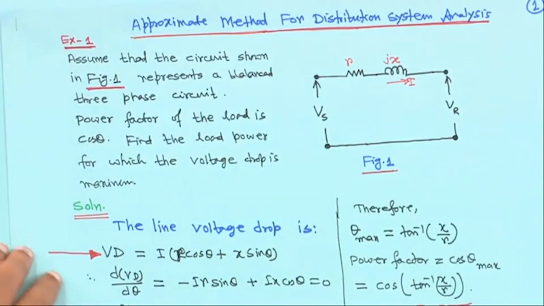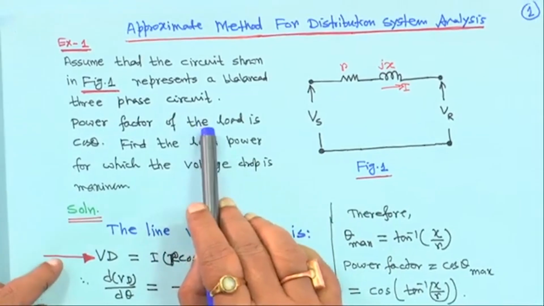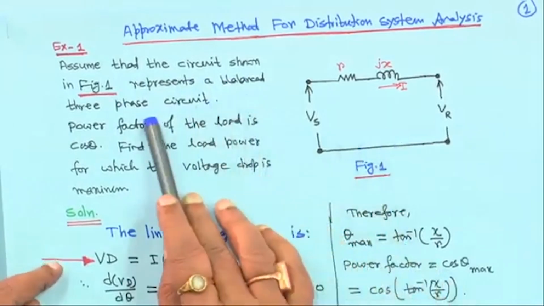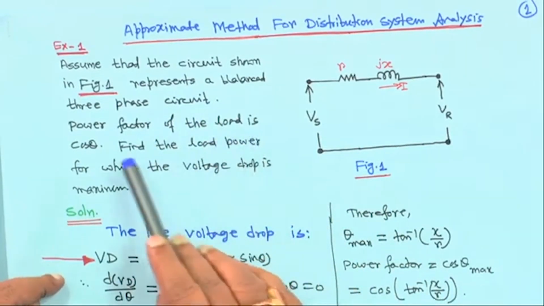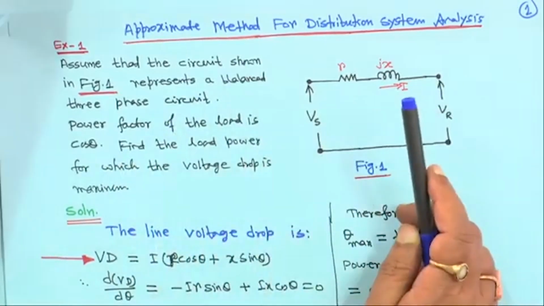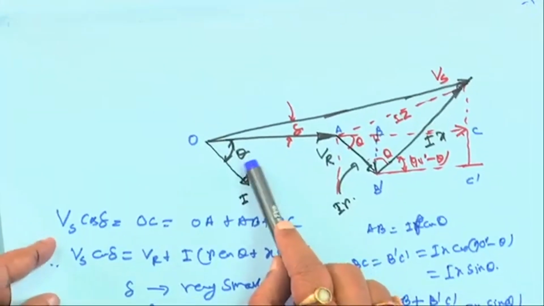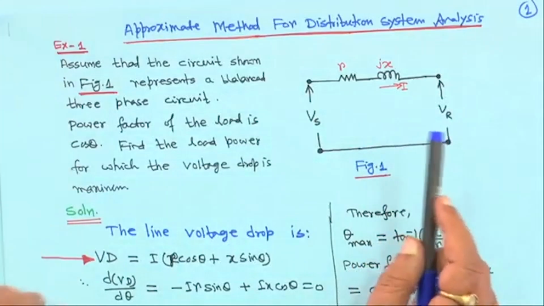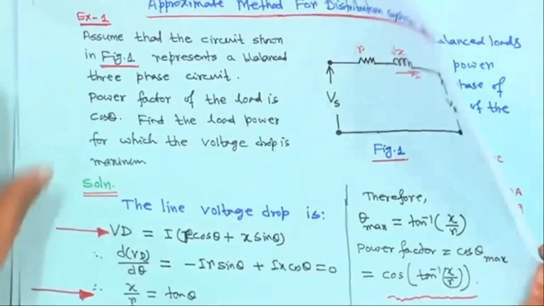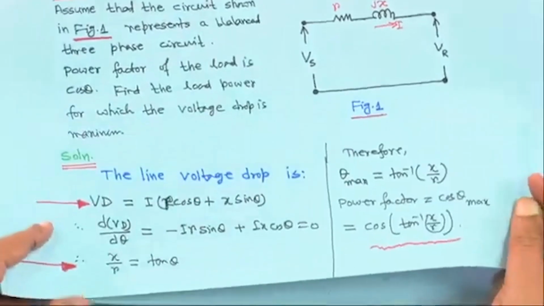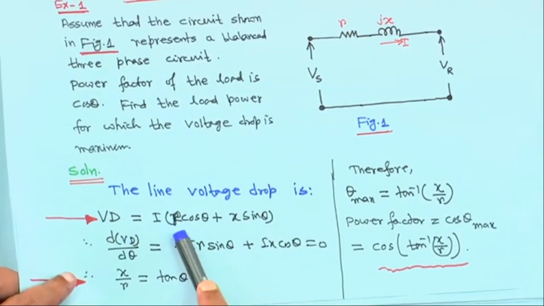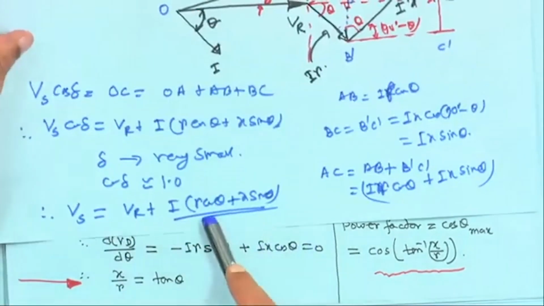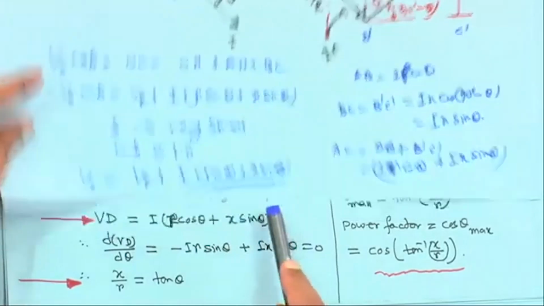Starting with a numerical problem, assume the circuit shown in figure 1 represents a balanced 3-phase circuit. The power factor of the load is cos theta, and the current power factor angle is also theta. So the power factor is cos theta, and the current is lagging with respect to VR. Find the load power factor for which the voltage drop is maximum. The line voltage drop Vd is, as we have just seen, I times R cos theta plus x sin theta, the approximate one.